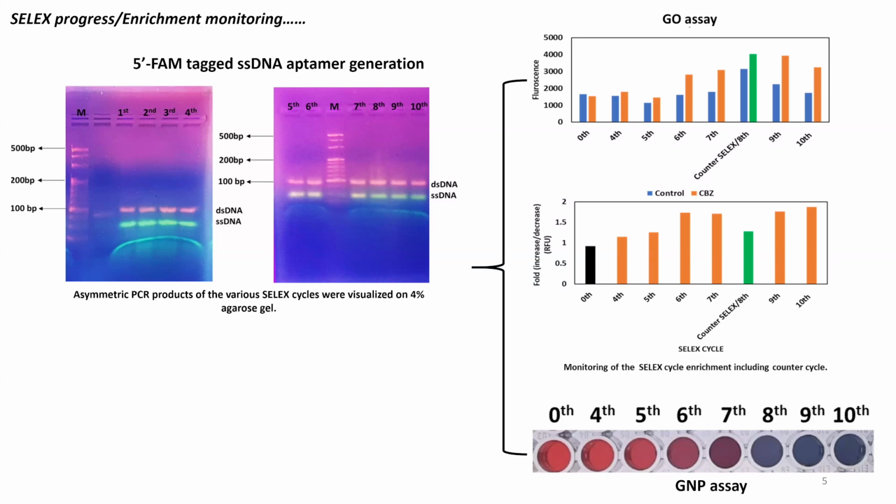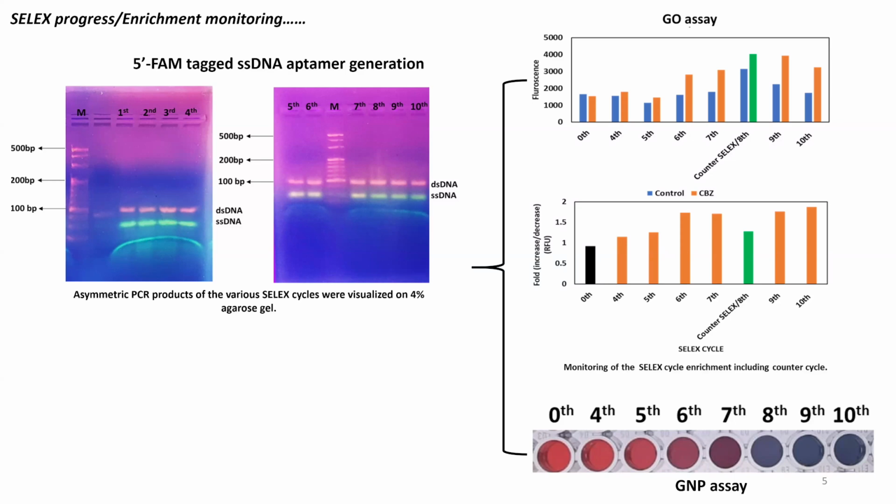So we have used the GO assay with graphene oxide. As you can see here, the zero cycle serves as a control, and as you know, enrichment in the SELEX happens from the fourth cycle onward. In the initial cycles there are random aptamer molecules, so the enrichment starts from the fourth cycle. We track the enrichment with the fluorescence assay, and we also perform a counter SELEX at the 8th cycle.